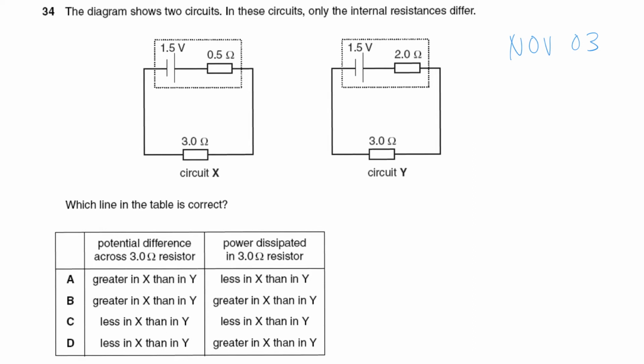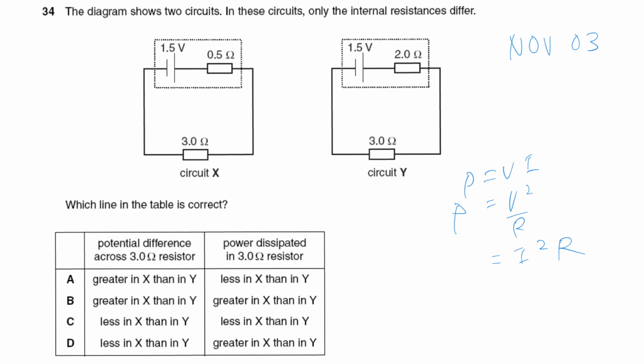Now what about power dissipated? Now power dissipated, you can use the formula for power dissipated. Which formula do you want to use? You remember you have three formulas: P equals VI, P equals V squared over R, and P equals I squared R. To compare between the two, what can we use? I would suggest we use P equals V squared over R.